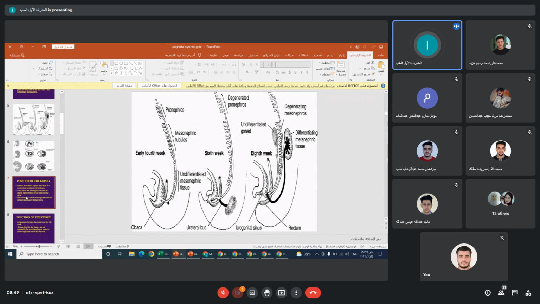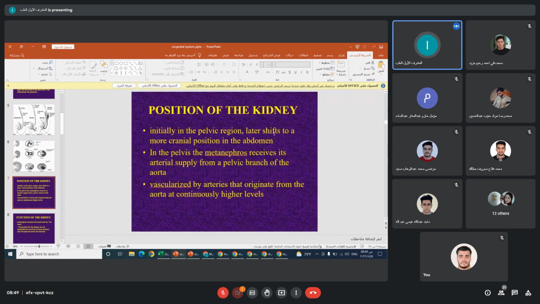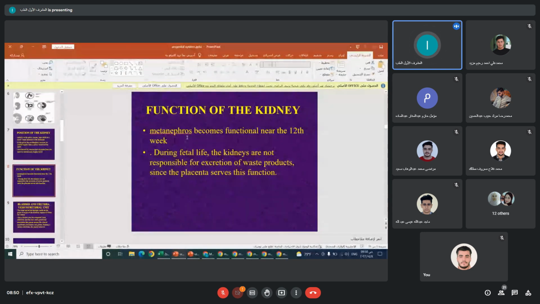The position of the kidney is initially in the pelvic region, and later shifts to a more cranial position in the abdomen. In the pelvis, the metanephros receives its arterial supply from a pelvic branch of the aorta, but later it is vascularized by arteries that originate from the aorta at a higher level. The metanephros becomes functional near 12 weeks, meaning about 3 months. But during fetal life, the kidney is not responsible for excretion of waste products, since the placenta serves this function.